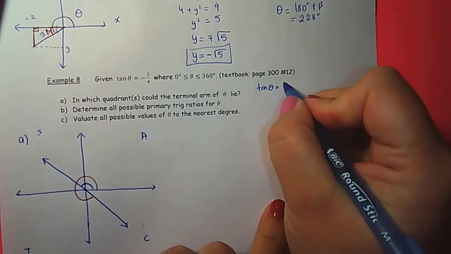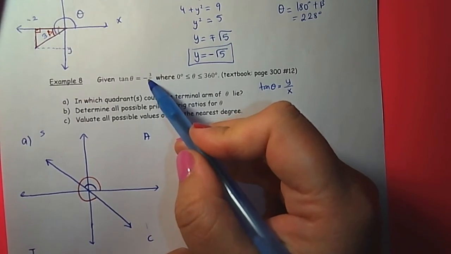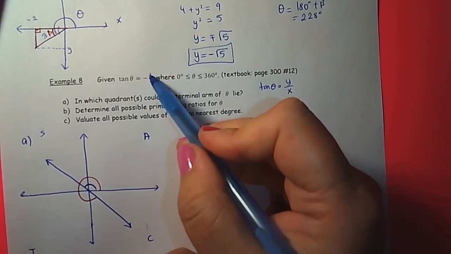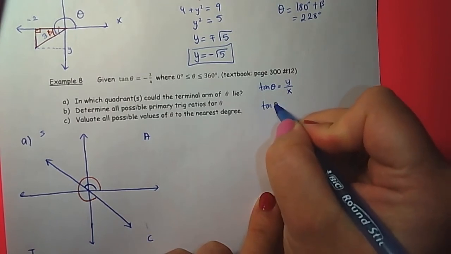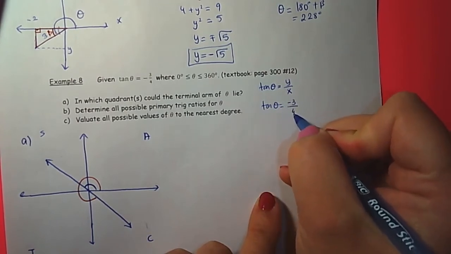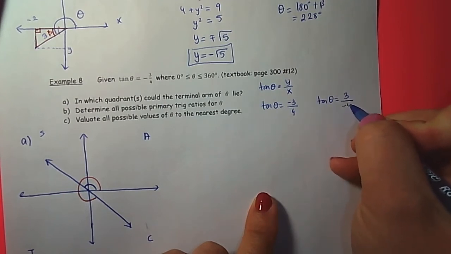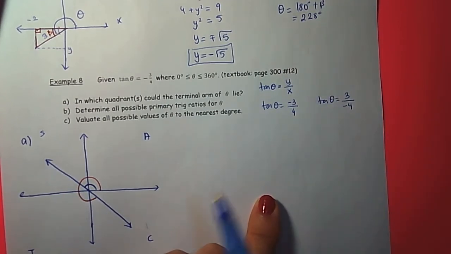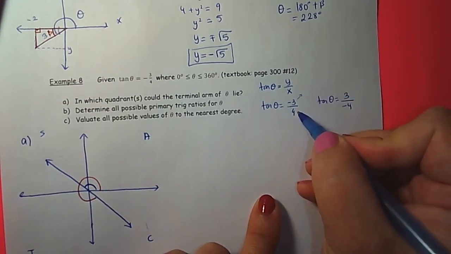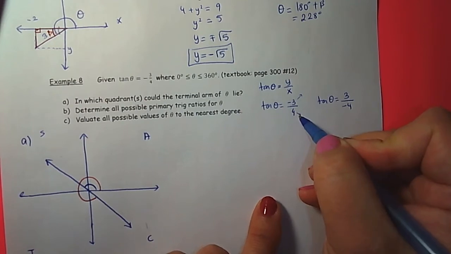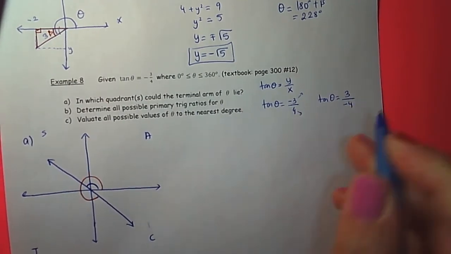Okay, so tangent theta is y over x, but this is negative. You can write this negative 3 over 4 as negative 3 over positive 4, or you can write it as positive 3 over negative 4. So either y is negative 3 and x is positive 4, or y is positive 3 and x is negative 4.